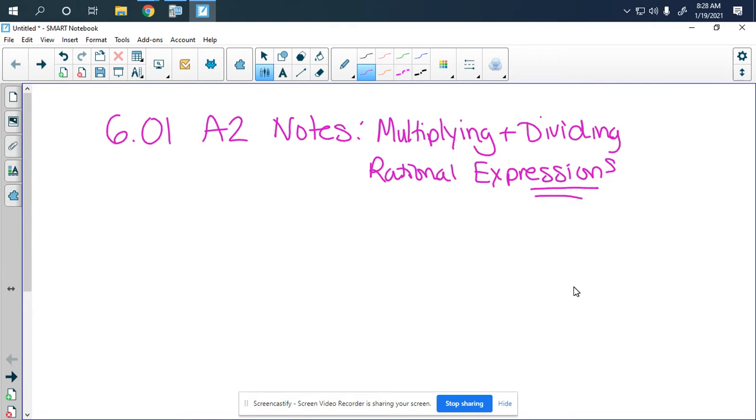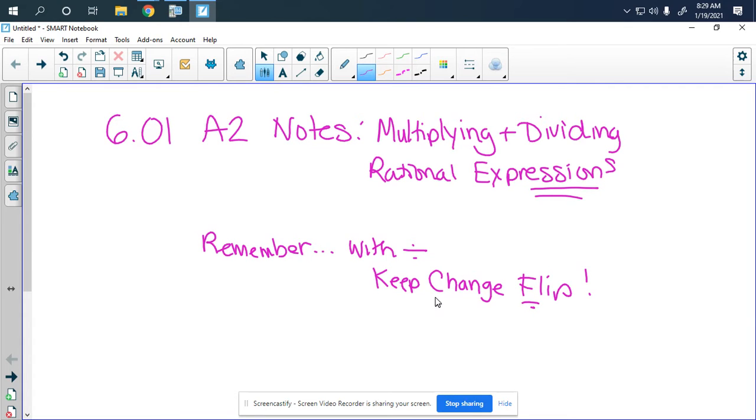So expressions means we have no equal sign. It is not an equation, just an expression. All right, so a couple things to remember. When you are dividing, remember to keep, change, flip. KCF, keep, change, flip.